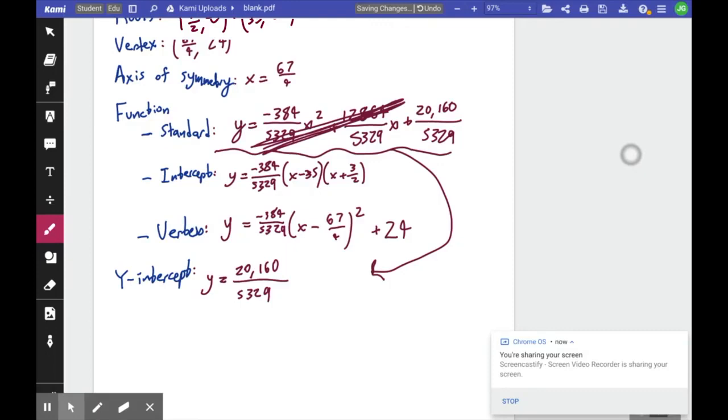And so our intercept, the x value is going to be 0. And when x is 0, y is 20,160 over 5329. And this point right here is the y-intercept.